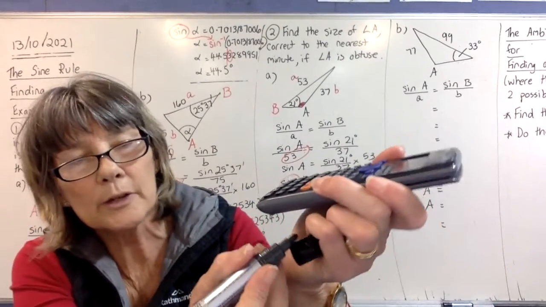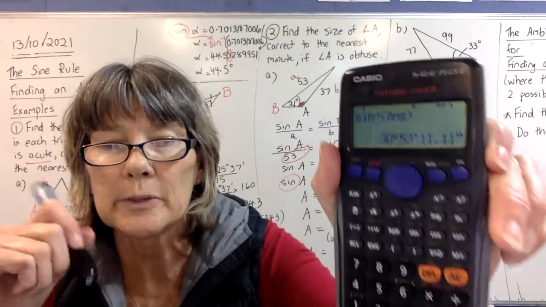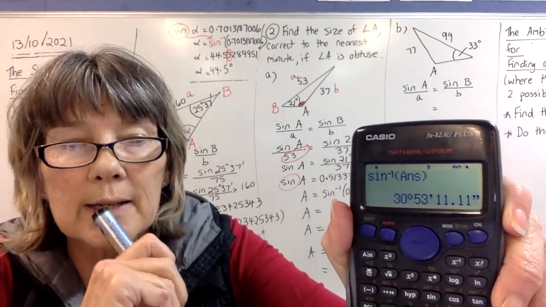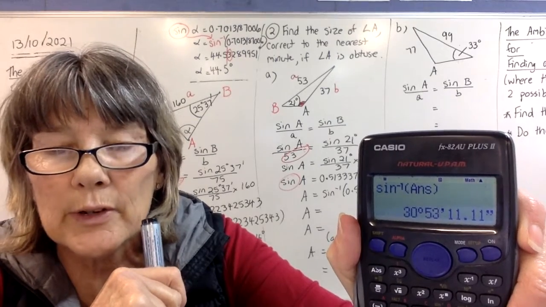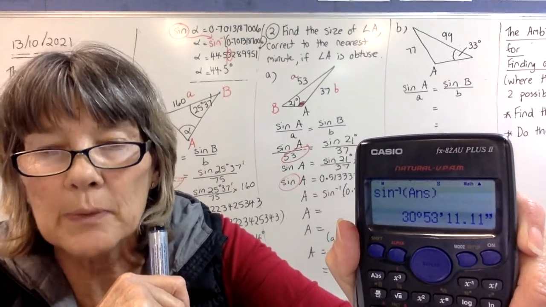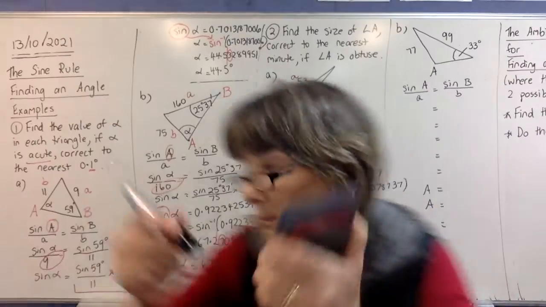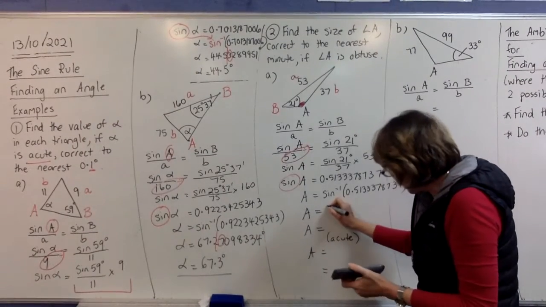Now, I'm going to go straight to the rounding to the nearest minute here. So if you look at the seconds, it's 11.11 seconds. That's less than 30 seconds, so we're going to keep the minutes at 53 minutes. So our answer is this.